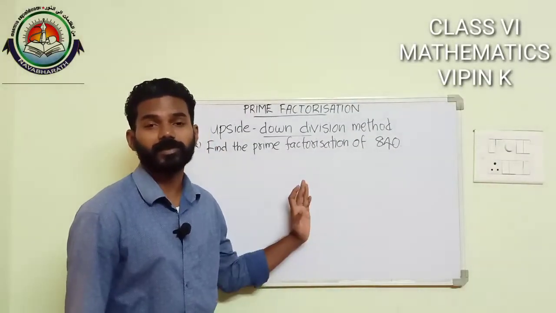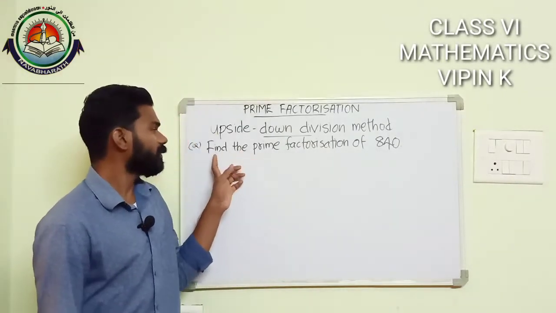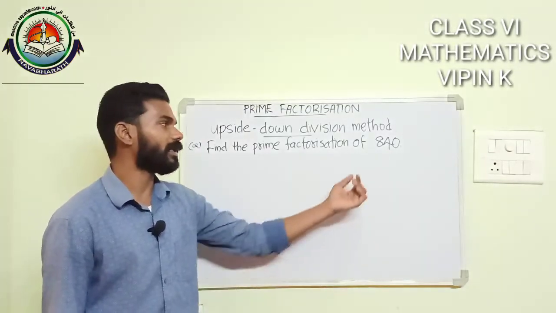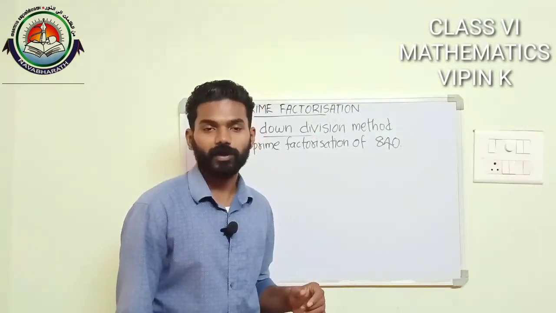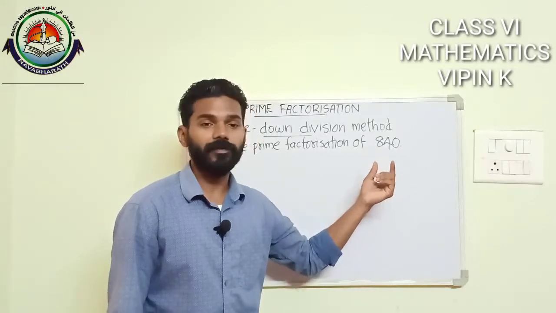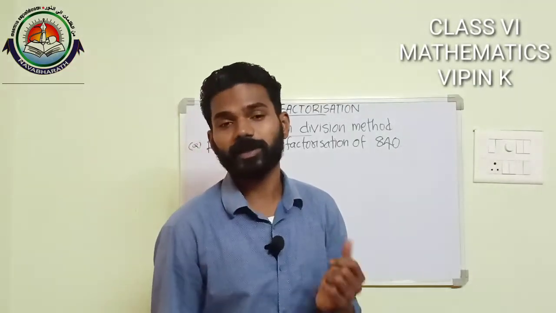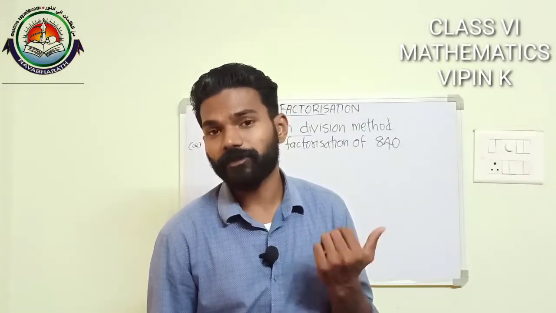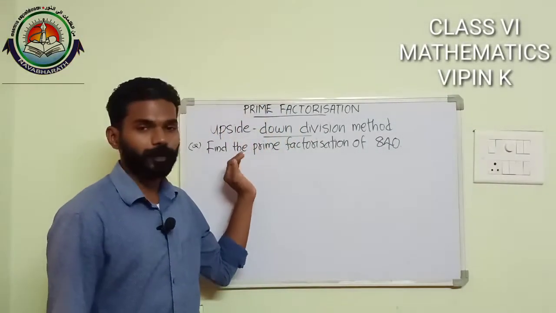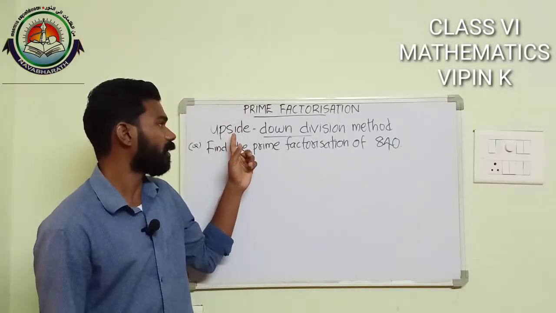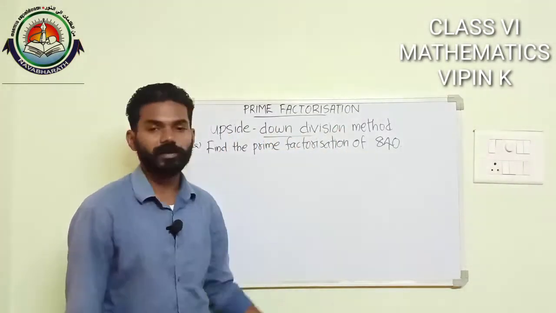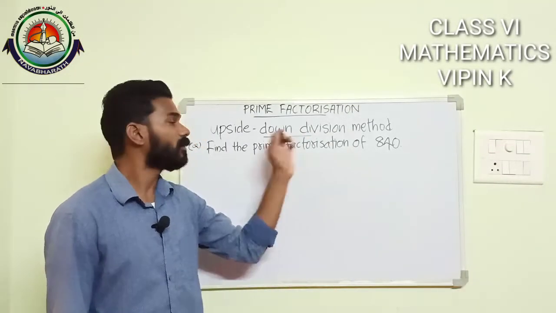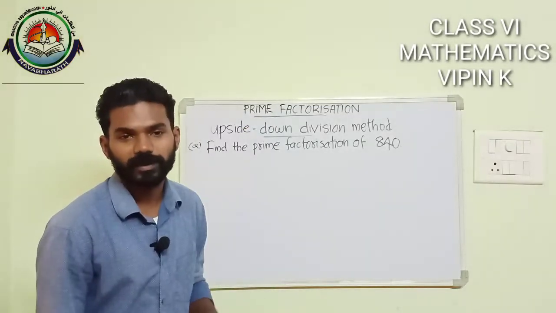So here is a question for you. Find the prime factorization of 840. You know that 840 is a very large number, so prime factorization of 840 using the factor tree method would be difficult. So we are going to become familiar with another method of prime factorization, which is called the upside down division method. Let's check how this can be done.